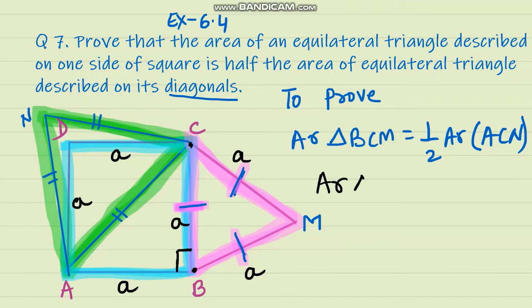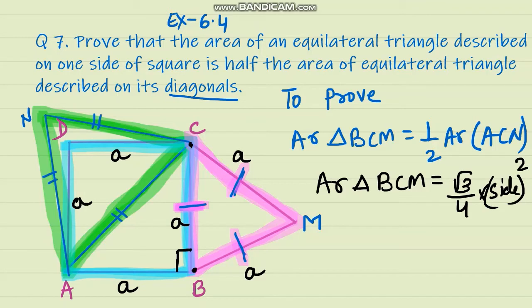So area of triangle BCM is equal to how much? Root 3 by 4 into side square. If you remember, this you have learnt in standard 9. This will be equal to root 3 by 4 a square.